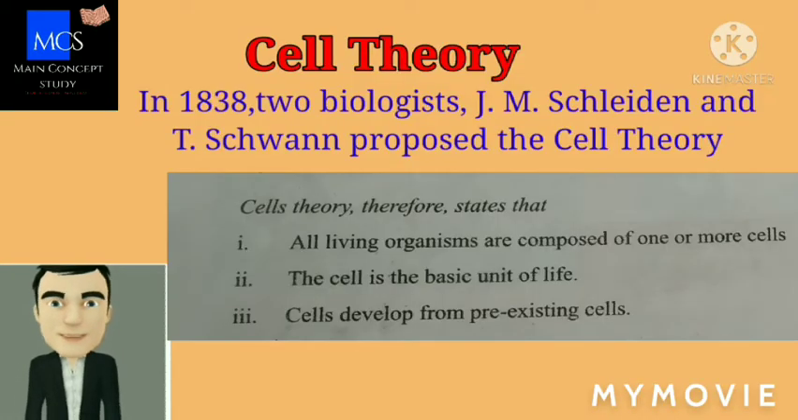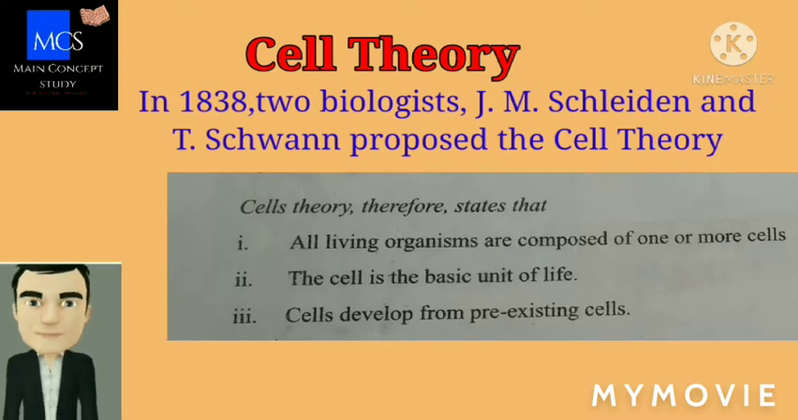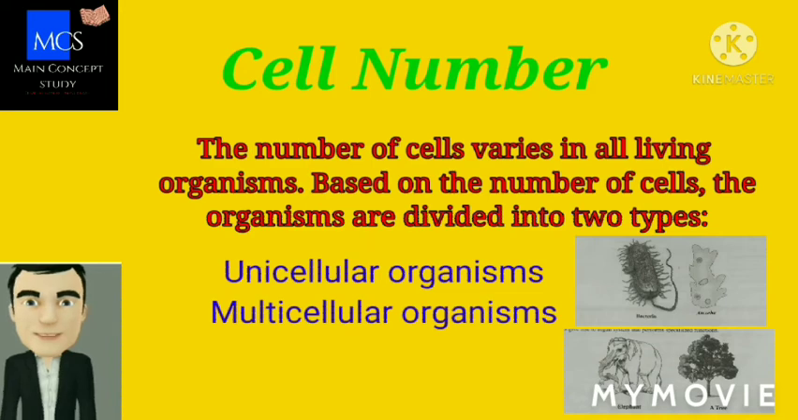Cell theory. In 1838, two biologists, J. M. Schleiden and T. Schwann, proposed the cell theory. Cell theory, therefore, states that all living organisms are composed of one or more cells. The cell is the basic unit of life. Cells develop from pre-existing cells. Cell number: the number of cells varies in all living organisms.